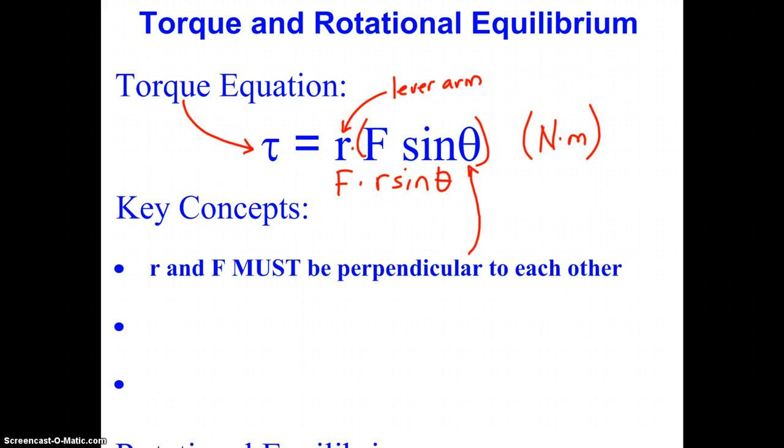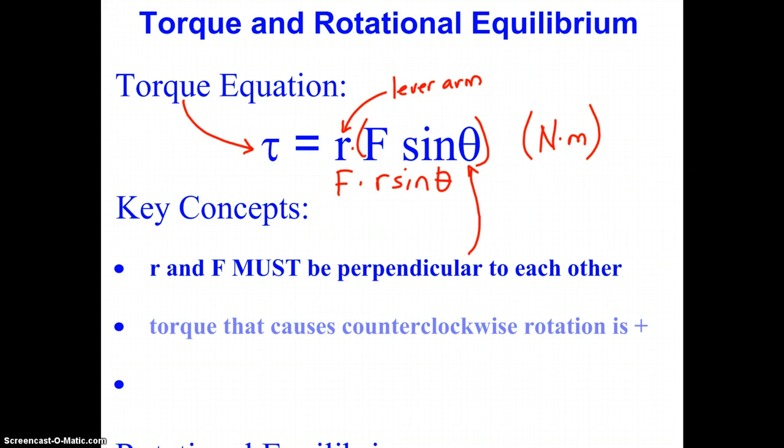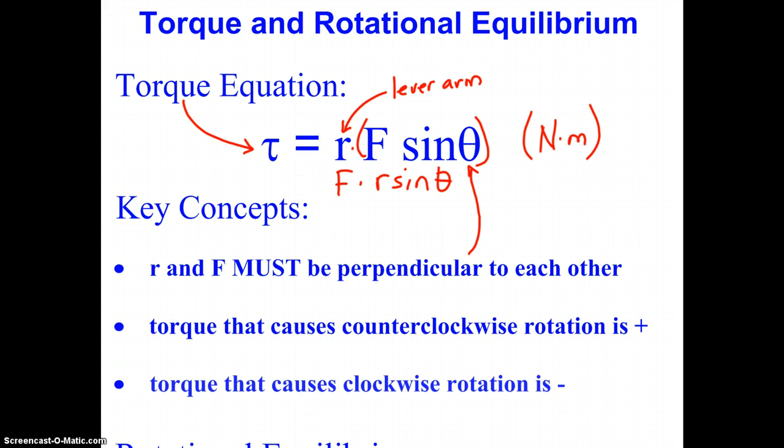Our second and third key concepts deal with the direction of torque rotation. It is designated that torque that causes counterclockwise rotation is deemed positive torque, and torque that causes clockwise rotation is deemed negative torque. And if you have a question about why that is, ask in class.